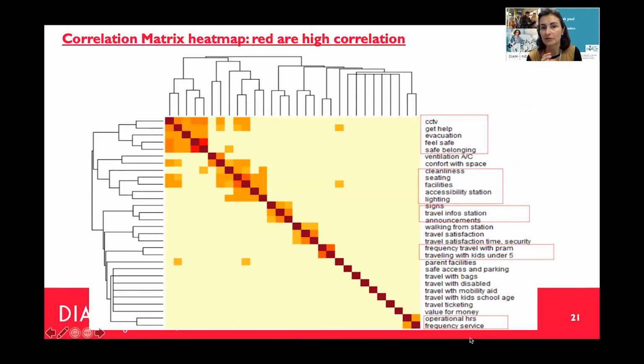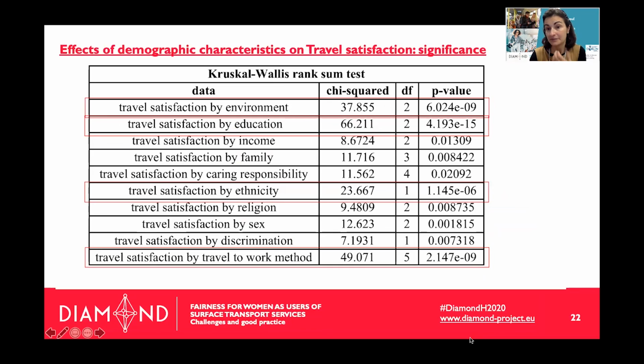We were also able to do a correlation matrix analysis in the different categories considered for the satisfaction of the service. And we found that there were some clusters that confirmed our assumptions that we can have these three macro areas of capability to meet the basic required needs, accessibility, and safety and security. So you can see signs, travel information, announcements, etc. tend to be clustered together, and then operational hours and frequency of services clustered together, and then CCTV, evacuation, feeling safe, and safety belonging are clustered together. So they tend to confirm that they can be grouped together.